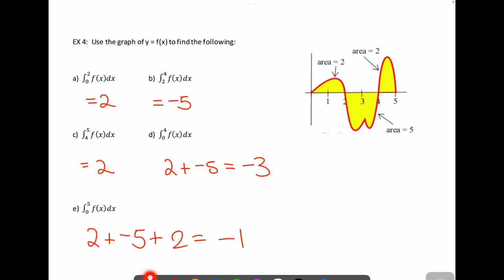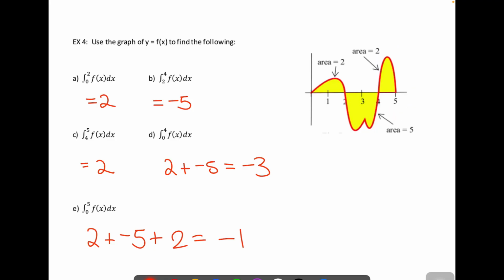Finally, the integral from 4 to 5, that's referring to this last region here. The area is 2, so that integral would be 2. We can put these ideas together and find other integrals using the same image.